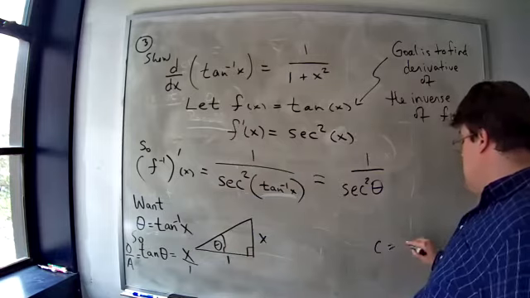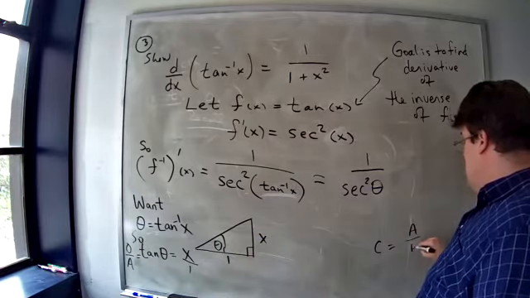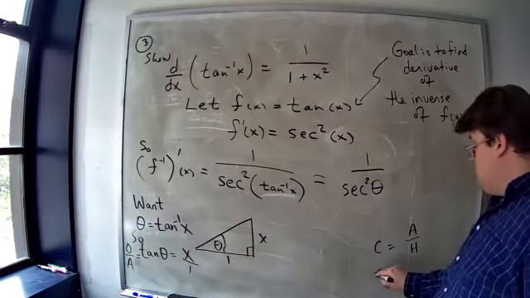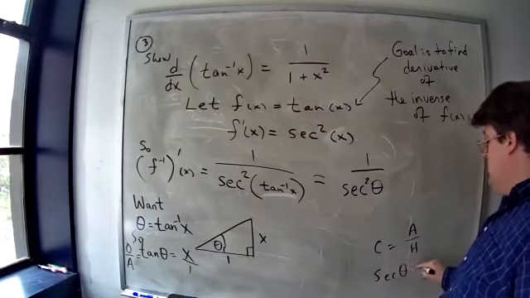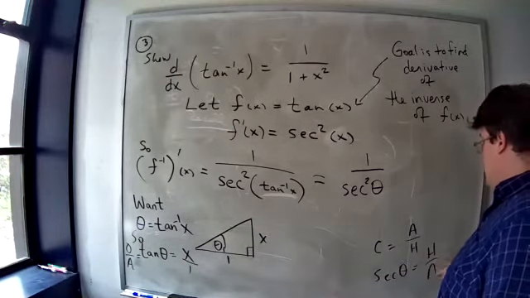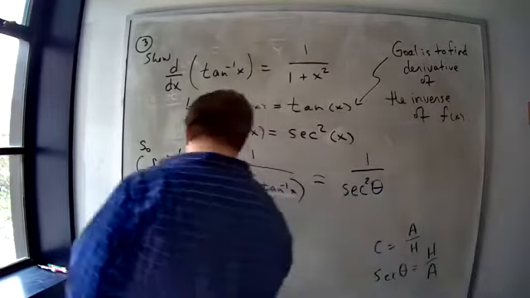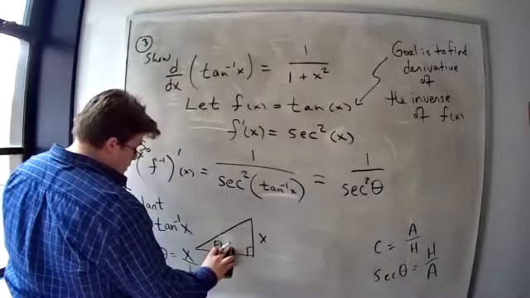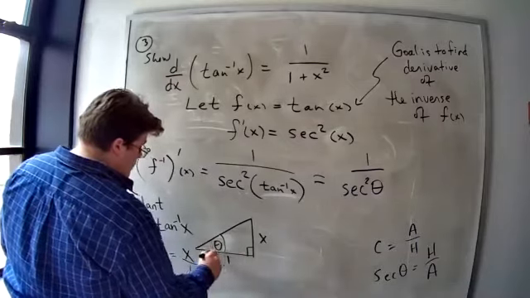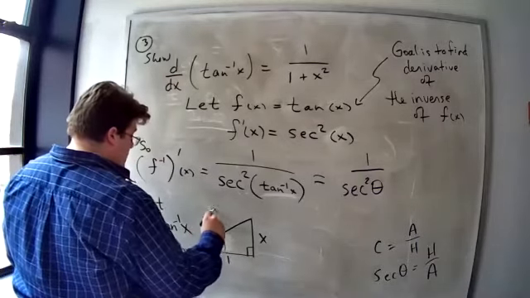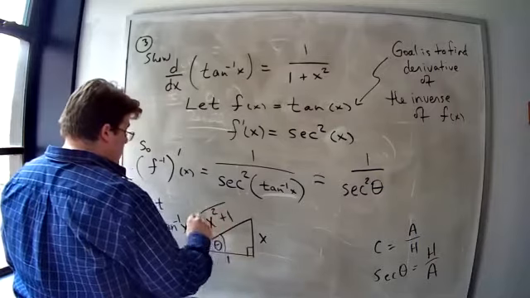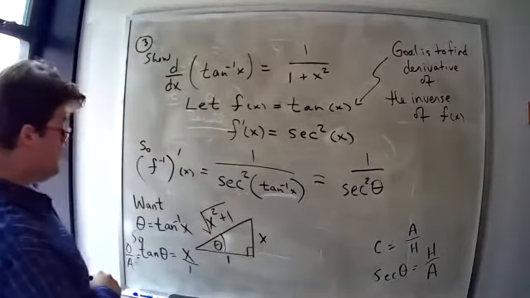What's secant? Well, cosine is adjacent over hypotenuse, so secant is hypotenuse over adjacent. Well, what's the hypotenuse? The adjacent is 1. What's the hypotenuse? Well, Pythagorean theorem: the square root of x squared plus 1.